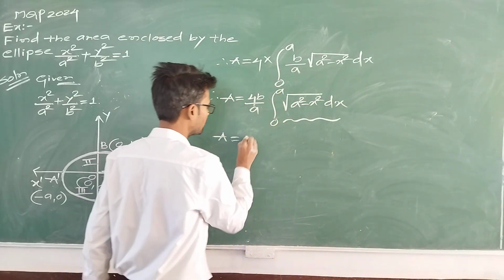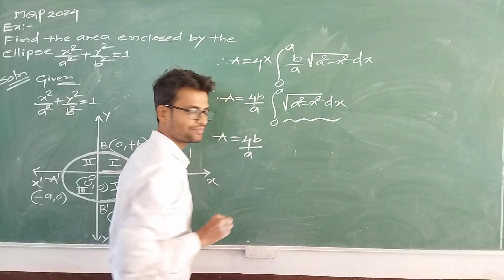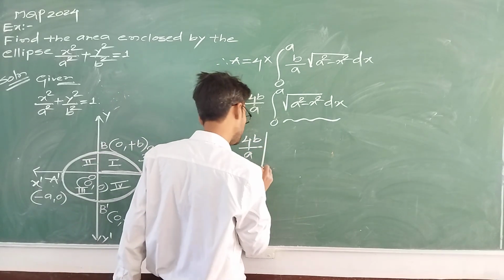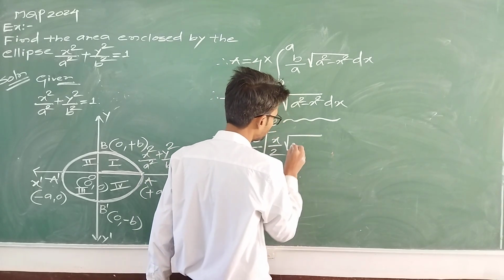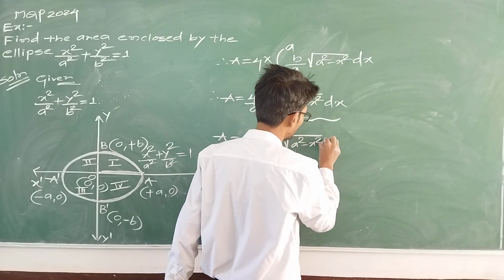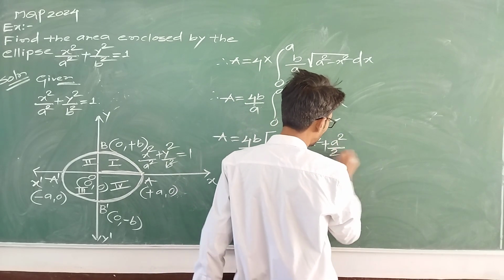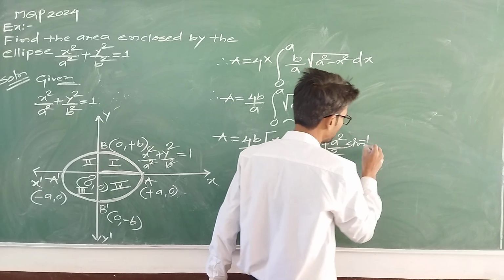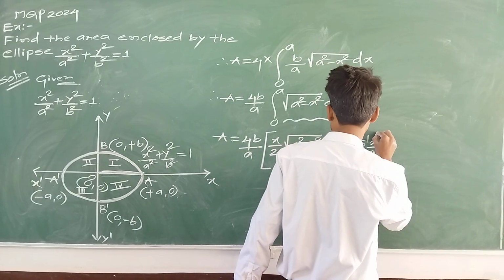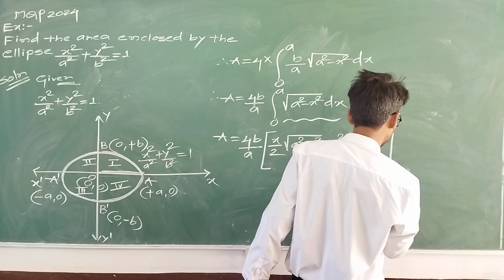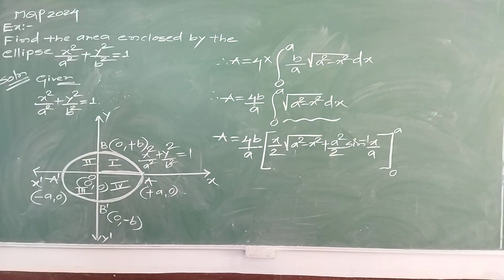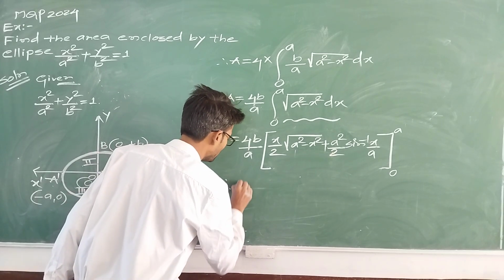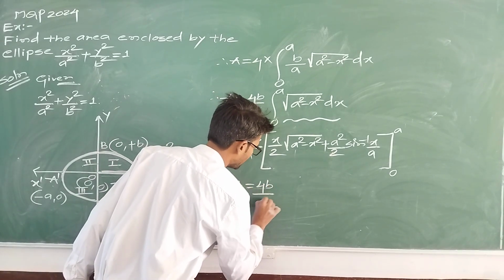So area equal to 4b divided by a, next I'll write x by 2 square root of a square minus x square plus a square by 2 sin inverse of x by a. Next lower limit is 0, upper limit is a. So therefore area is equal to 4b divided by a.